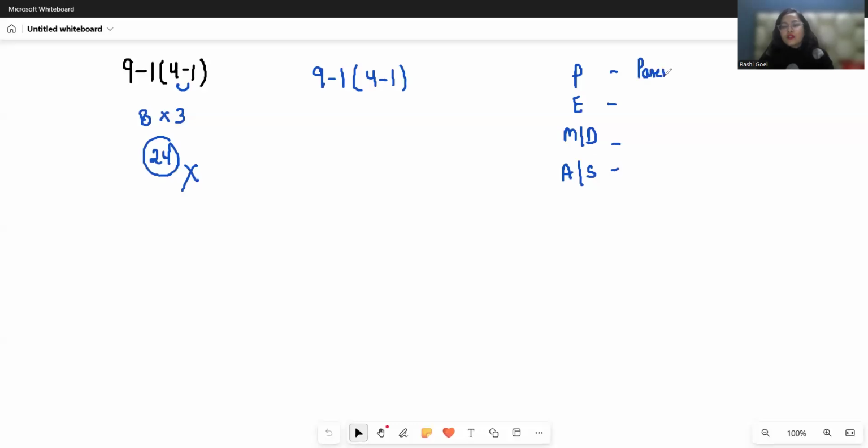So first you have to solve the parenthesis, then exponent, then multiplication and division. Both have the same priority but you have to solve it from left to right. Then addition and subtraction. So first 9 minus 1, we'll write it as same because first we have to solve the parenthesis. 4 minus 1 is 3 and there is a multiplication sign in between. Now subtraction and multiplication, we have to give priority to multiplication. So it's 9 minus 3, that is 6.